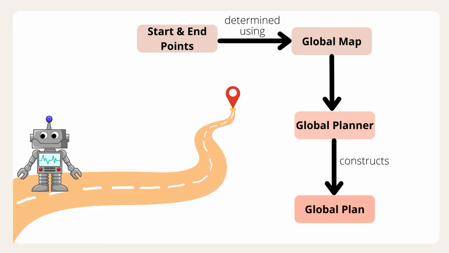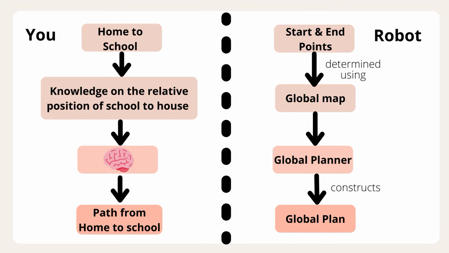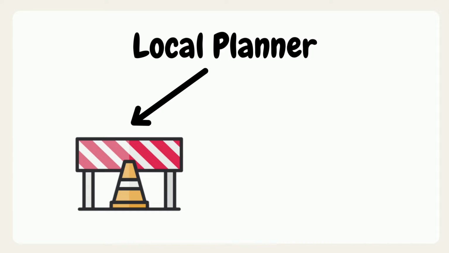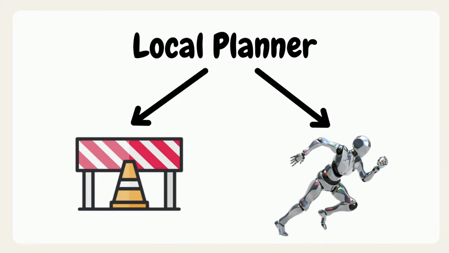The robot plans its motion in a similar way. It first determines its goal using a global map. It then constructs a series of waypoints, also known as the global plan, using the global planner. The global plan corresponds to the course plan that you made. A local planner is responsible for obstacle avoidance and real-time robot motion control.